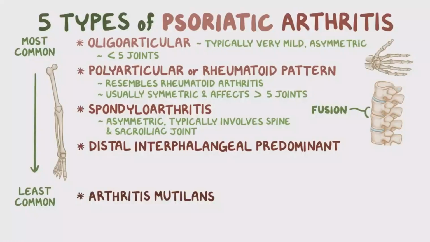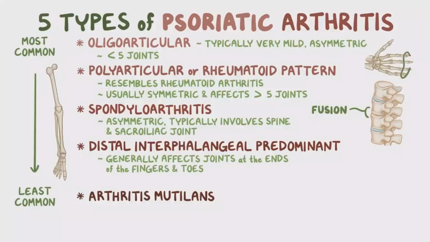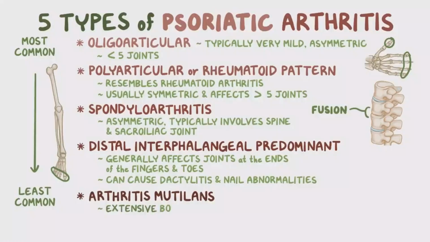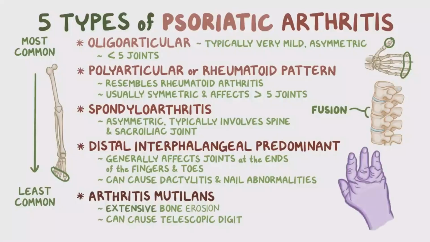The distal interphalangeal predominant type generally affects the joints nearest to the ends of the fingers and toes, causing sausage fingers or dactylitis, and nail abnormalities like ridging or pitting. Over time, some individuals with distal interphalangeal predominant type might develop severe bone erosions, as well as finger deformities, and this leads to the final type, which is arthritis mutilans. The extensive bone erosion at the fingers causes a telescopic digit appearance and results in a person having what's called the opera glass hand.